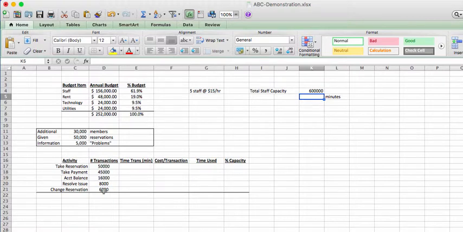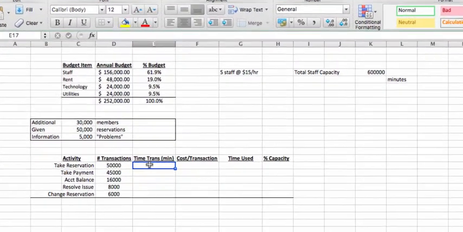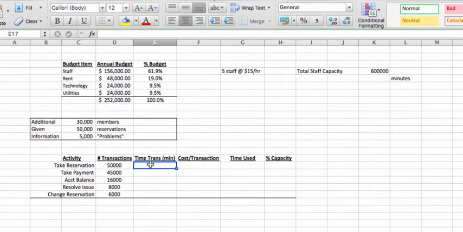And some of this is reflected here as well. We did a bit of a study to understand what people are really spending their time doing. Simply by observing them and timing them, we discovered that it took 2 minutes to take a reservation. It took 6 minutes to take a payment. It took 1.5 minutes to get an account balance. Resolving an issue took quite a while and was often highly variable, but we put it at 12 minutes, and changing a reservation only took 3 minutes.